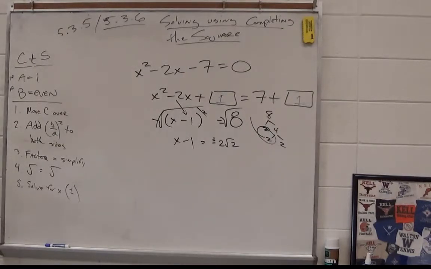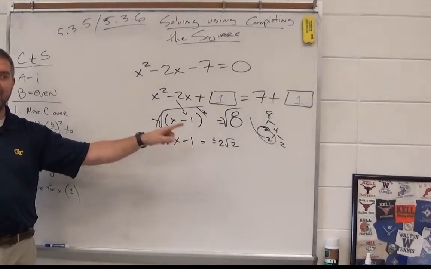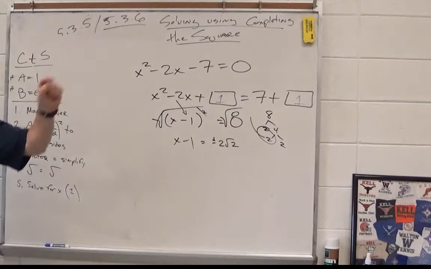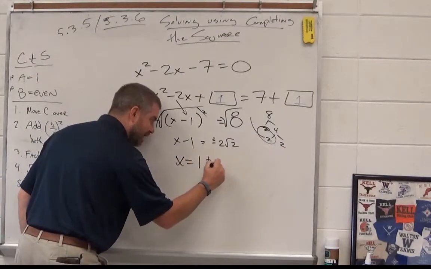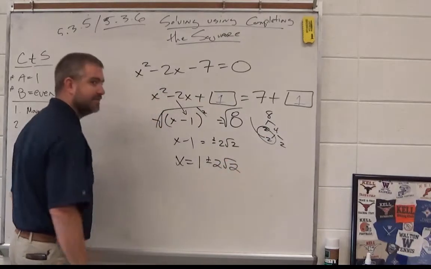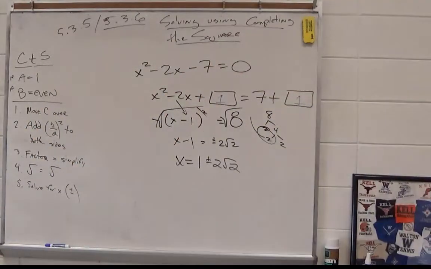Am I done? Can I call it done? No. What do I need to do with this negative 1 to get rid of it? Add 1 to both sides. X equals 1 plus or minus 2 root 2. Am I done now? Yes. I'm done now. These are my two roots: 1 plus 2 root 2 and 1 minus 2 root 2.